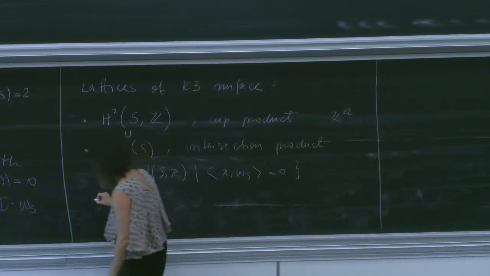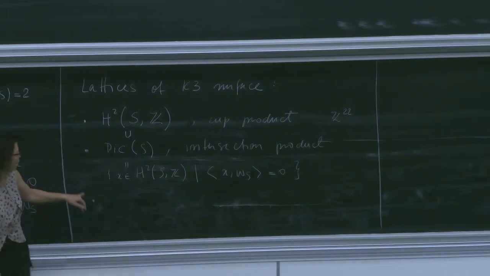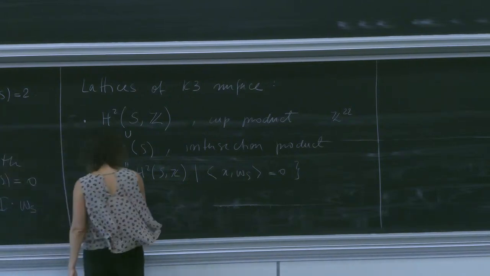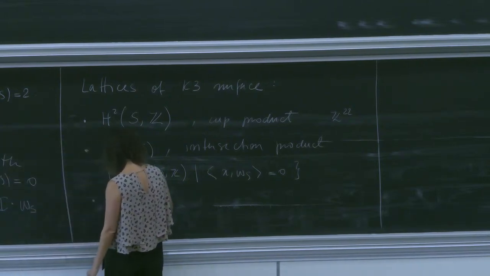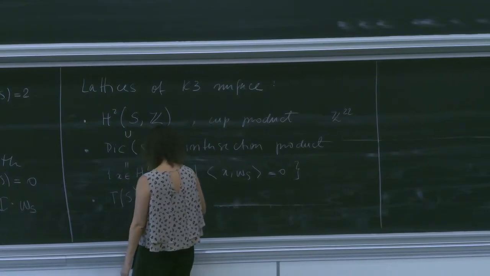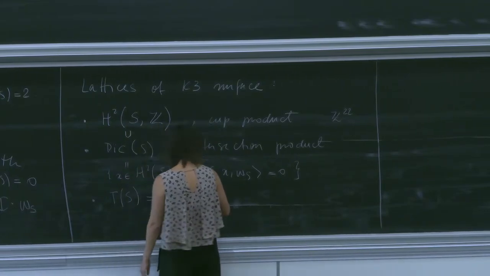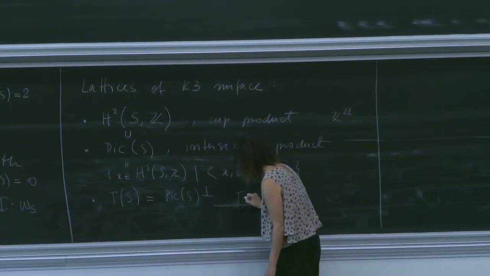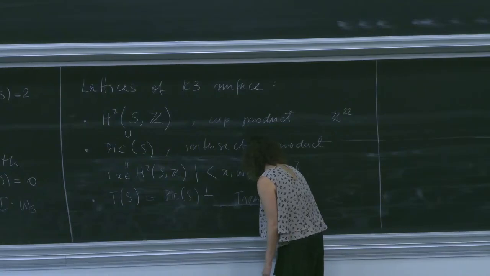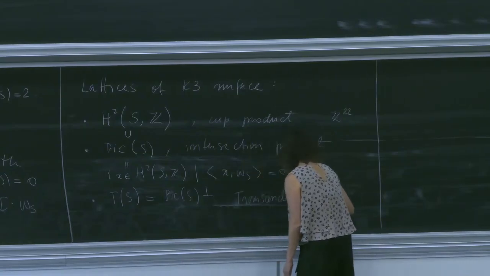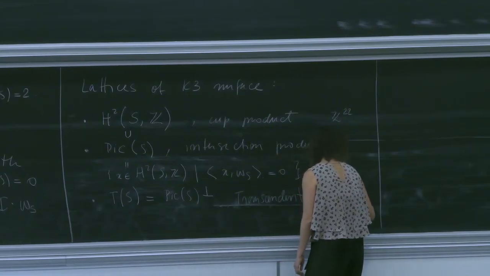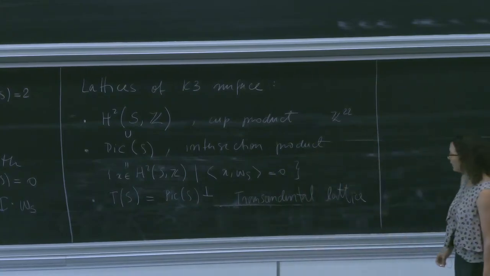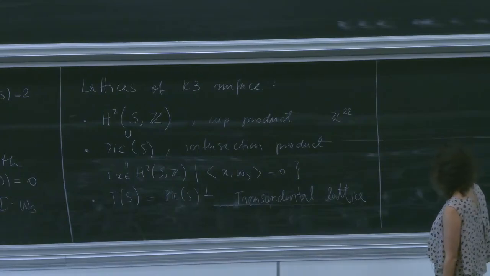And we can also consider another lattice, which is just the orthogonal complement of the Picard lattice inside the K3 lattice. So this is what we usually call the transcendental lattice of the K3. So this is just the Picard lattice perp. So this is called the transcendental lattice. Okay, so these are some of the lattices that we will study.